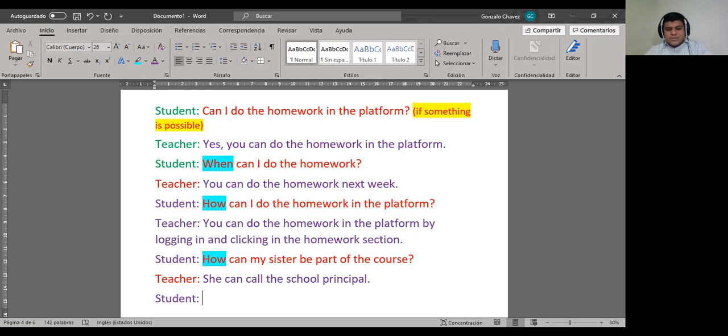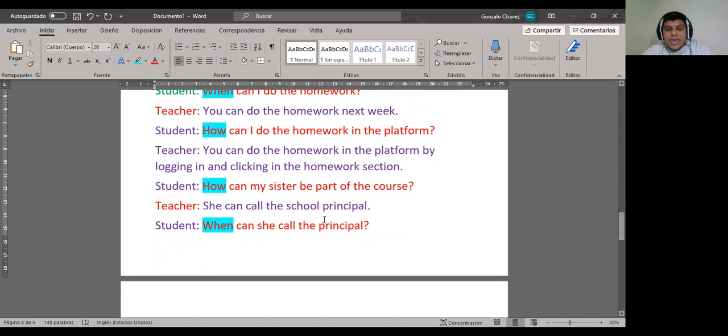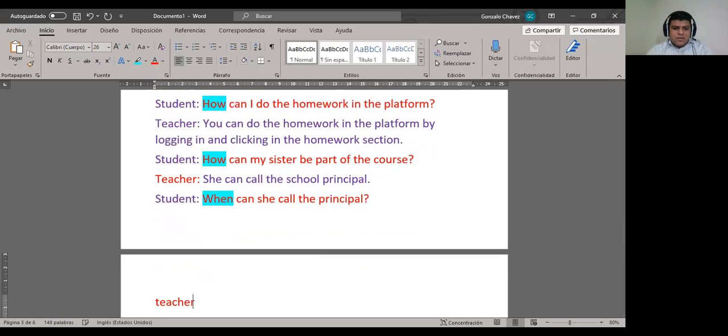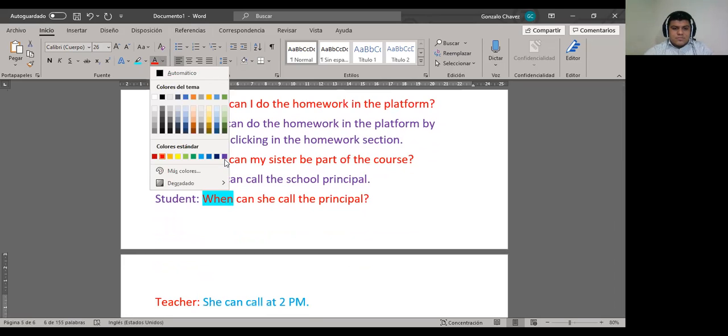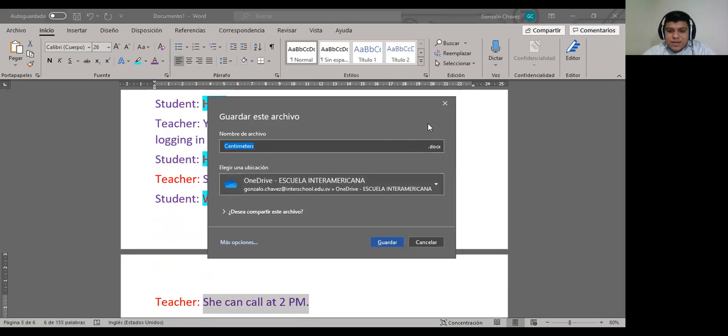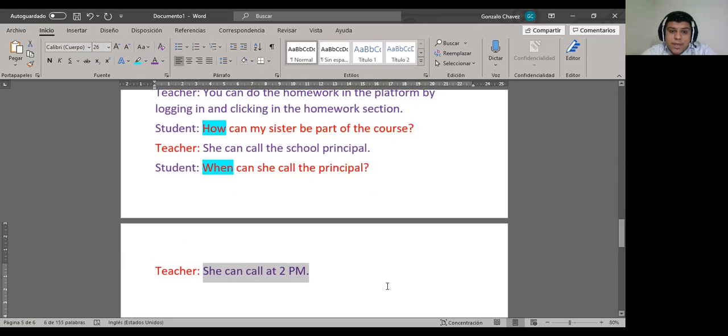And then the person says, let's see, when can she call the principal? Let's say, when, and remember, when can she call the principal, right? And then the person provides more information. Let's see the teacher. She can call at 2 p.m. Just to give you an example about the time. The person is providing information about what, right? About when can she call?